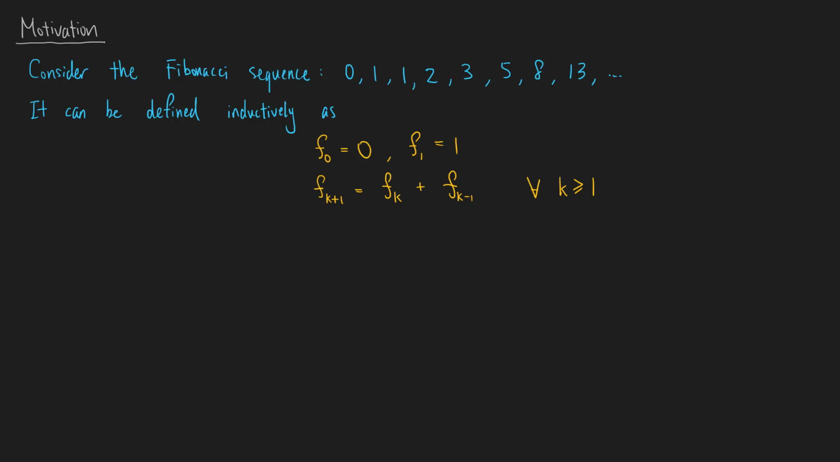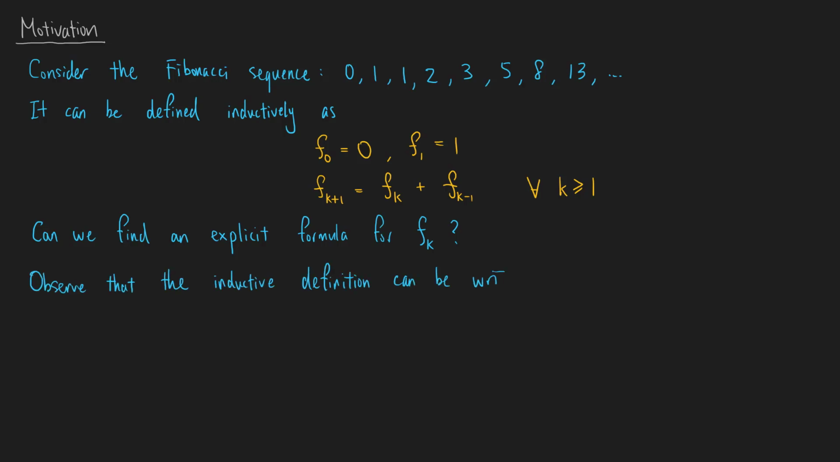or equal to 1. In other words, after defining the first two terms, 0 and 1, each next term is obtained by adding the previous two terms. It is a natural question to ask whether we can find an explicit formula for f_k. To do so, let's observe that we can write the inductive definition in matrix form as follows.